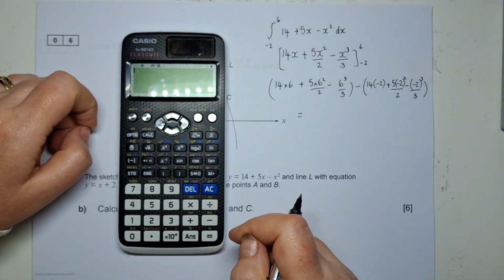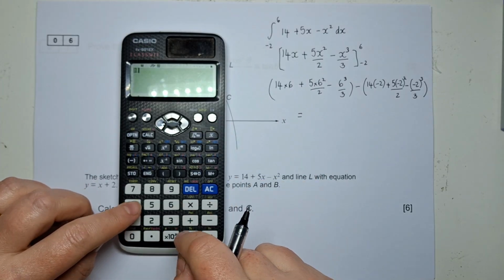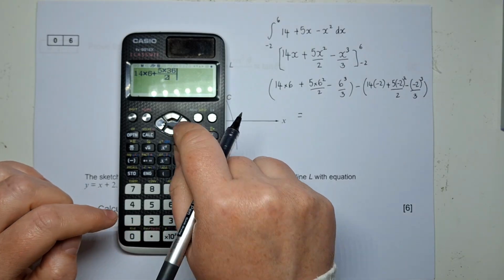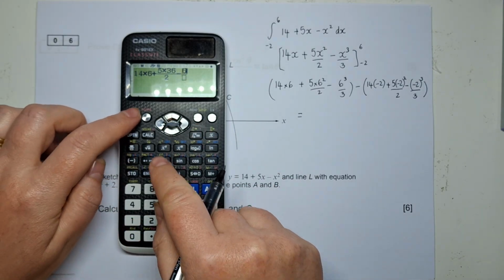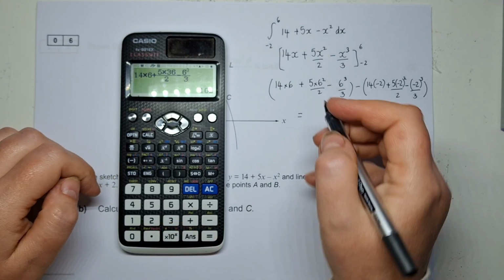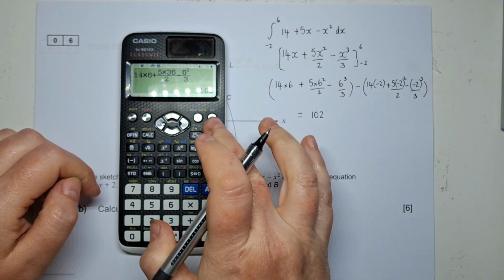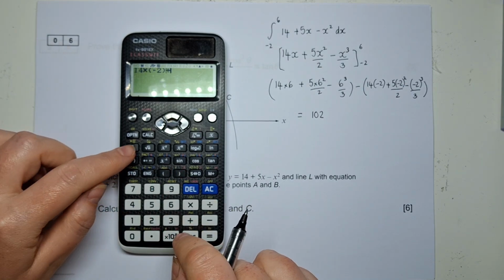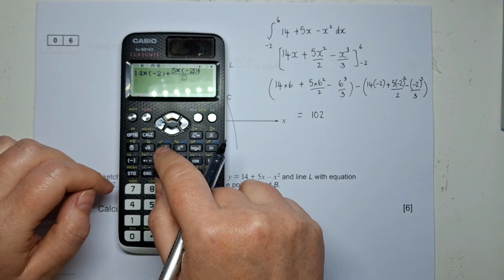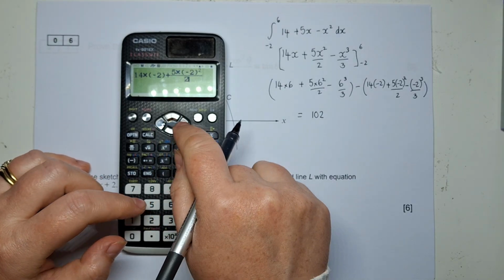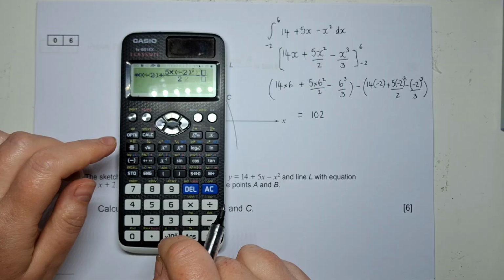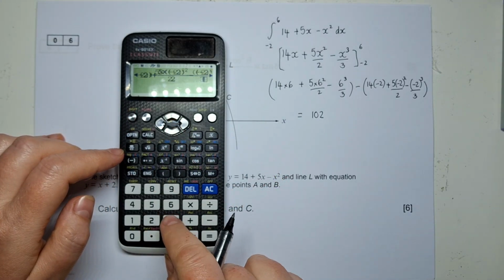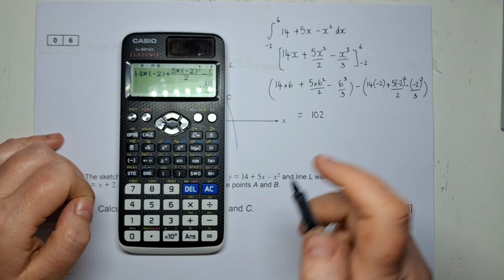Okay, so let's work out with the 6. So 14 times 6 plus 5 times 36 over 2 minus 6 cubed over 3. That's 102. Could easily be fractional, so don't panic if it is. 14 times -2, add 5 times (-2) squared over 2, minus (-2) cubed over 3. Hopefully nothing's gone wrong there.